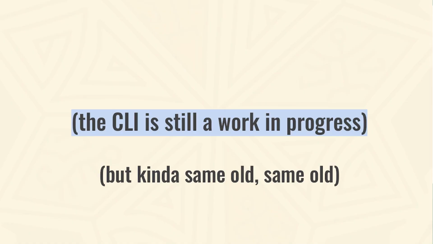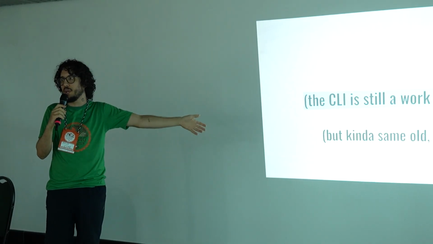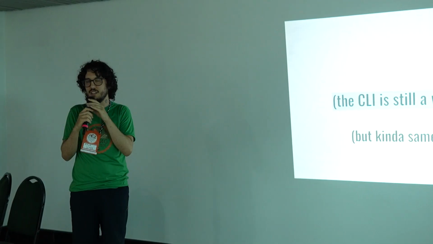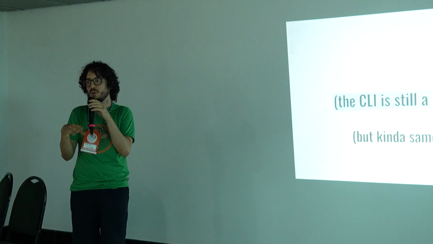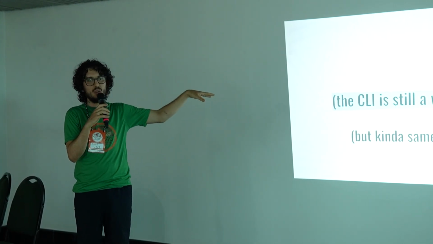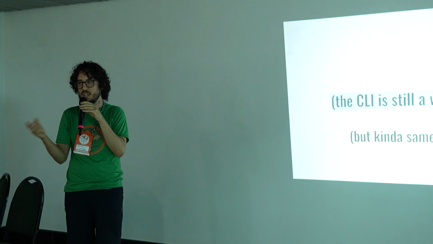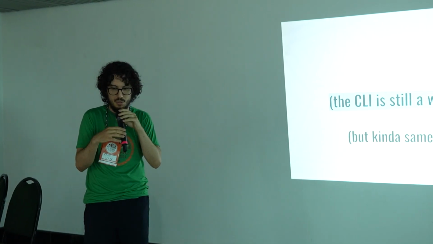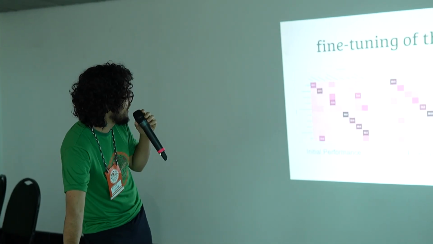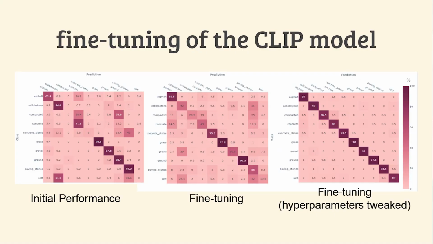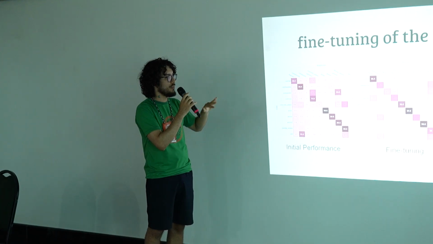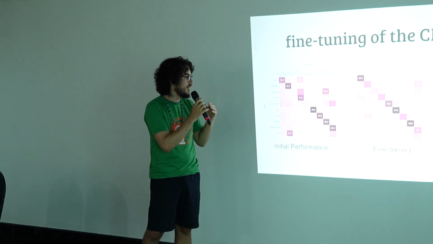And the command line interface is still a work in progress, but kind of same old, same old. You just put in a bounding box, and it is going to download all the Mapillary imagery inside the bounding box. It will run the algorithm, and in the end will produce some data points that I'm about to show you. But before that, let's show a little bit of the results of fine-tuning the CLIP model for the classification.